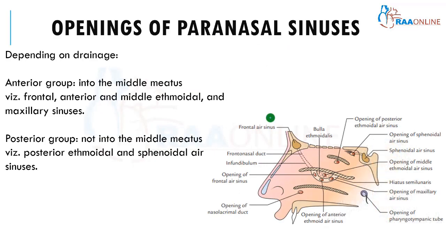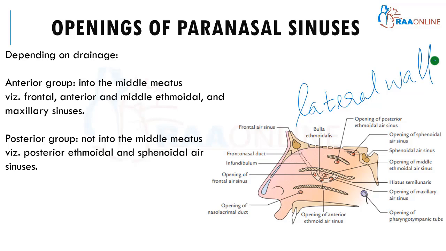Now, where do they open? As we have already seen, the paranasal air sinuses develop as outpouchings from the nasal cavity. So, they open into the nasal cavity itself. Which part of the nasal cavity? To the lateral wall of the nose. So, this is a schematic representation of the lateral wall of the nose.